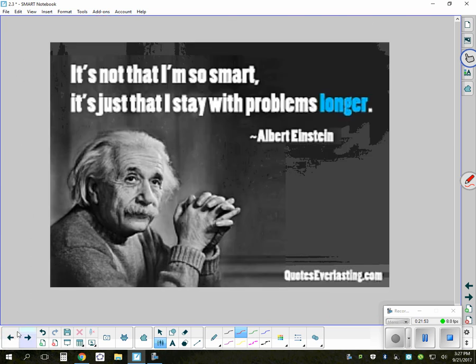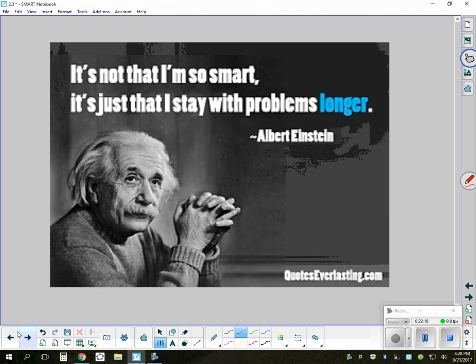And finally, I'll leave you with another quote. It's not that I'm so smart, it's just that I stay with problems longer. A lot of times in math, we think the good math students are the ones who can compute the quickest in their heads, the ones that can tell me what 25 times 14 is, mental math the quickest. But that's not really what makes someone good at math. That makes you a good calculator, which is a skill to be admired, but it doesn't make you good at math. What makes you good at math is being persistent.